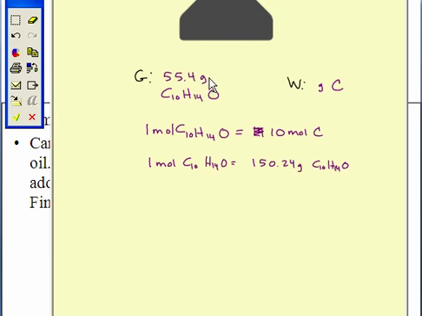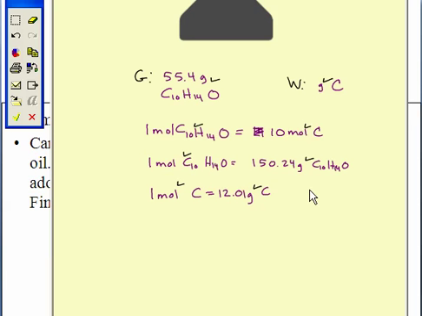Now if I do a unit check, I have grams of carvone, moles of C10H14O or carvone, moles of C10H14O. But I only have 1 gram of carbon, and I also only have 1 mole of carbon. So I need one more conversion factor. 1 mole of carbon is equal to 12.01 grams of carbon. So if I do my unit check: grams of C10H14O, grams of C10H14O, moles of C10H14O, moles of C10H14O, grams of carbon, moles of carbon, moles of carbon.